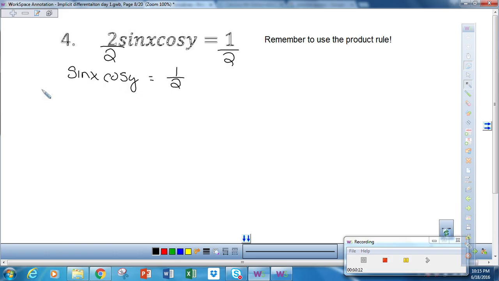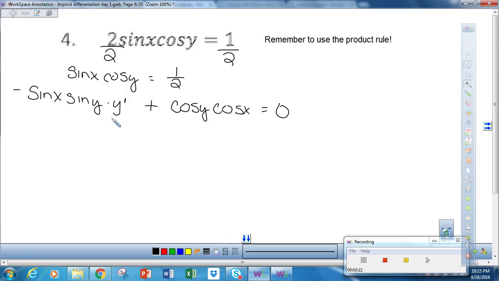So I keep sine x the same. And then the derivative of cosine y is negative sine of y. But then I have to multiply that by the derivative of y, which is y prime. Plus, I keep cosine y the same, and I take the derivative of sine x, which is simply cosine x. And that's going to equal 0.